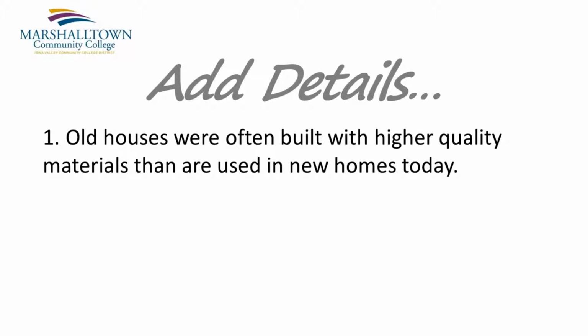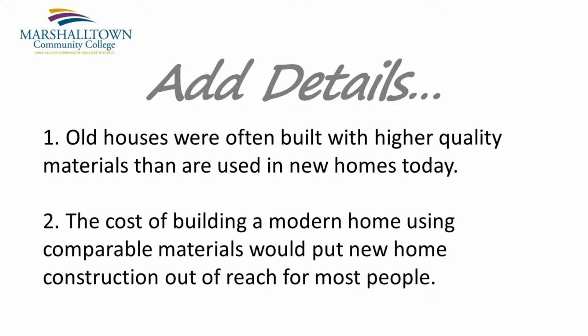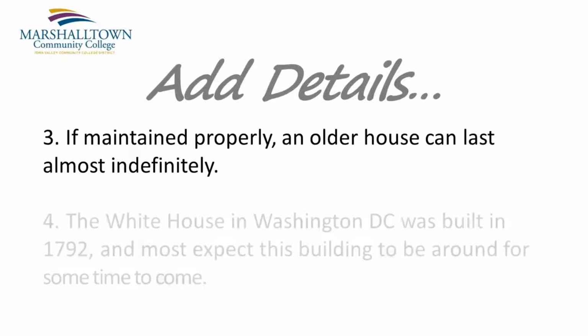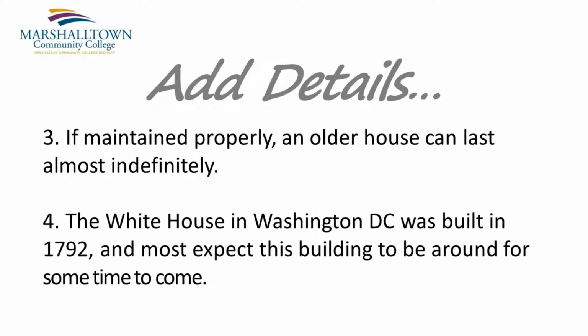For example, old houses were often built with higher quality materials than are used in new homes today. The cost of building a modern home using comparable materials would put new home construction out of reach for most people. If maintained properly, an older house can last almost indefinitely. The White House in Washington, D.C. was built in 1792, and most expect this building to be around for some time to come.